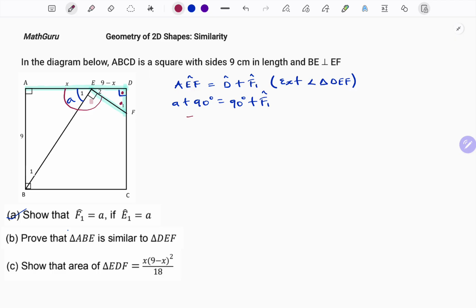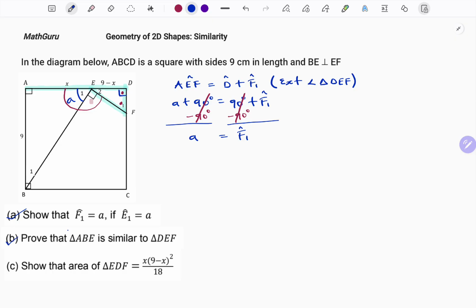On my left hand side, using the balance method, I subtract 90, and also on my right hand side, I take out 90. On my left hand side, I'm left with A equals, because this cancels, and on my right hand side, 90 minus 90 is 0, so that's A equals F1. So I've been able to show that F1 equals A from the first part of the question.